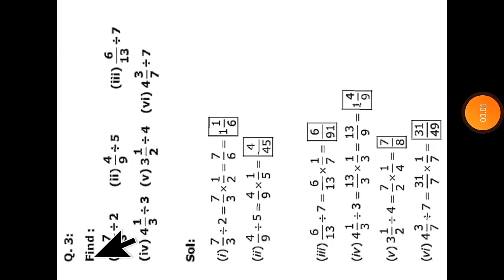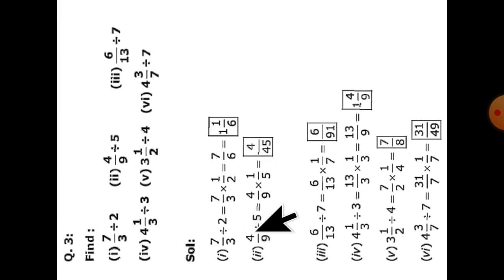Question number 3. Find 7 upon 3 divided by 2, 4 upon 9 divided by 5, 6 upon 13 divided by 7, 4 integer 1 upon 3 divided by 3 and 3 integer 1 upon 2 divided by 4. So 7 upon 3 divided by 2 equal to 7 upon 3 into 1 upon 2. 2 means 2 upon 1, so we have to reverse it. So 7 upon 3 into 1 upon 2 equal to 7 upon 6. 7 1 is 7, 3 2 is 6. 7 upon 6 is equal to, divide 7 by 6, you will get 1 integer 1 upon 6.